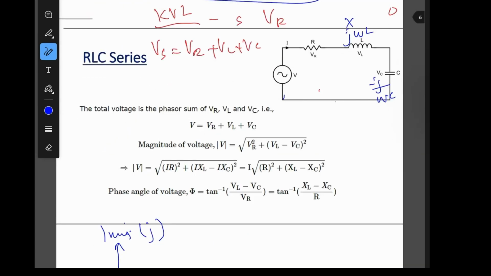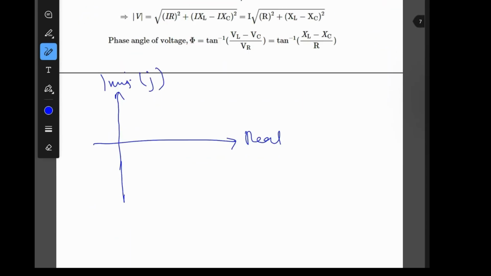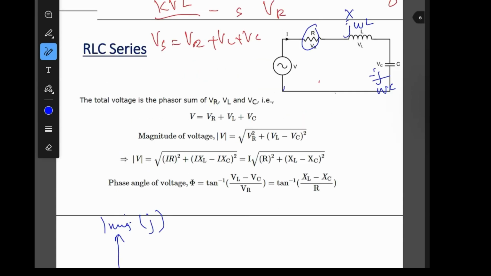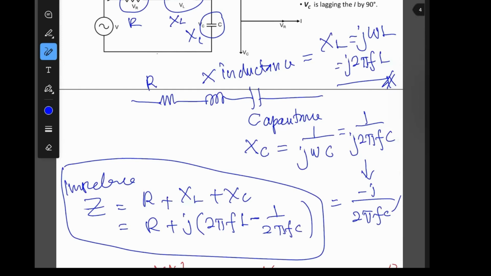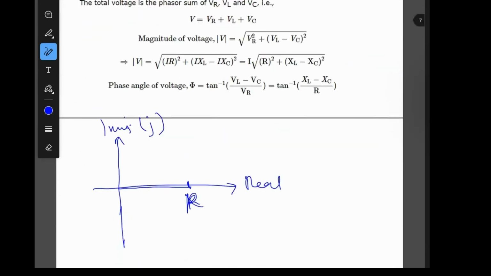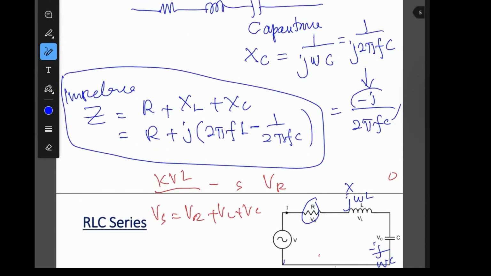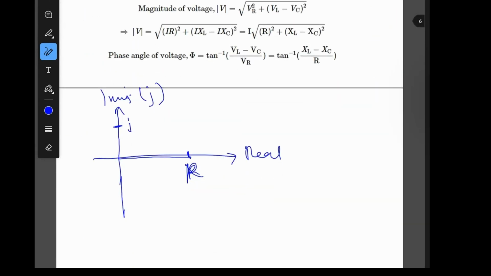So the resistor is in the real axis. This is R, resistor, real. Inductor, we have j 2 pi f L, j means positive j. Positive j will stay here, in the imaginary axis. For capacitance, negative j. Negative j means here, minus j. So far okay? If you have a question, just let me know.